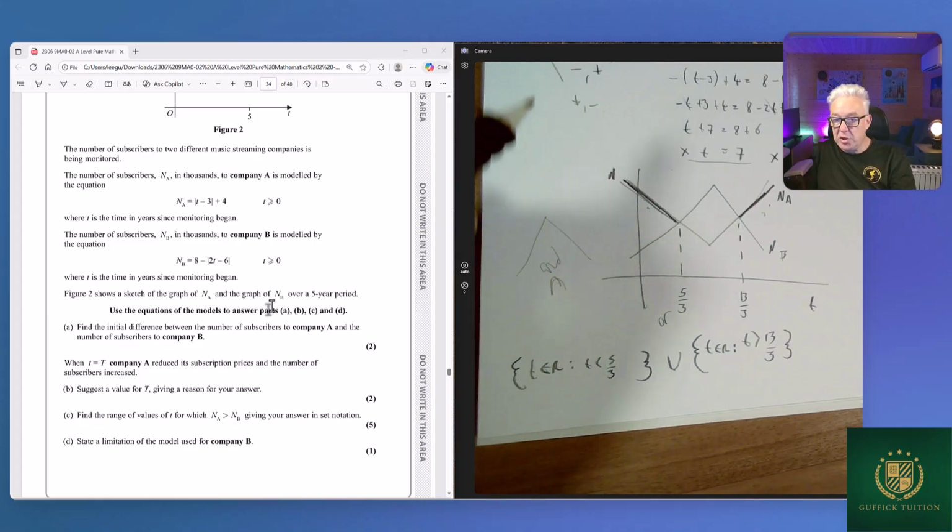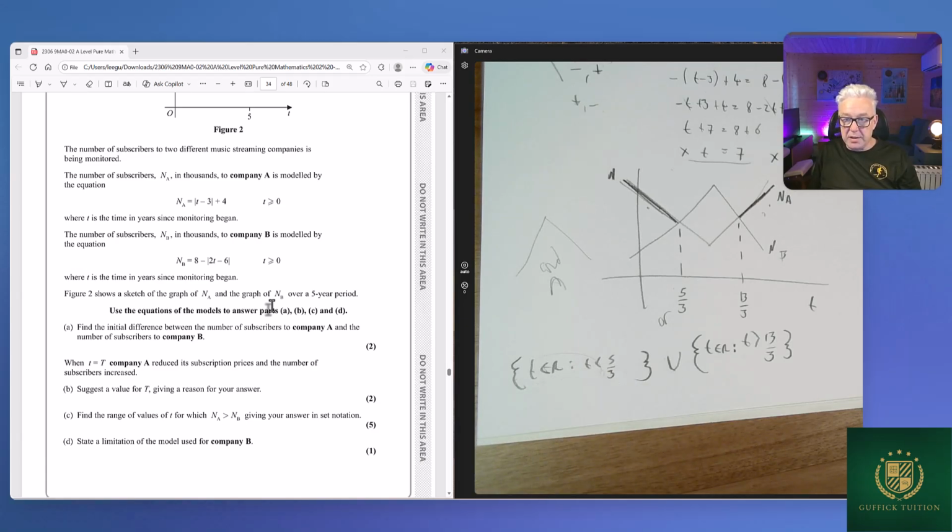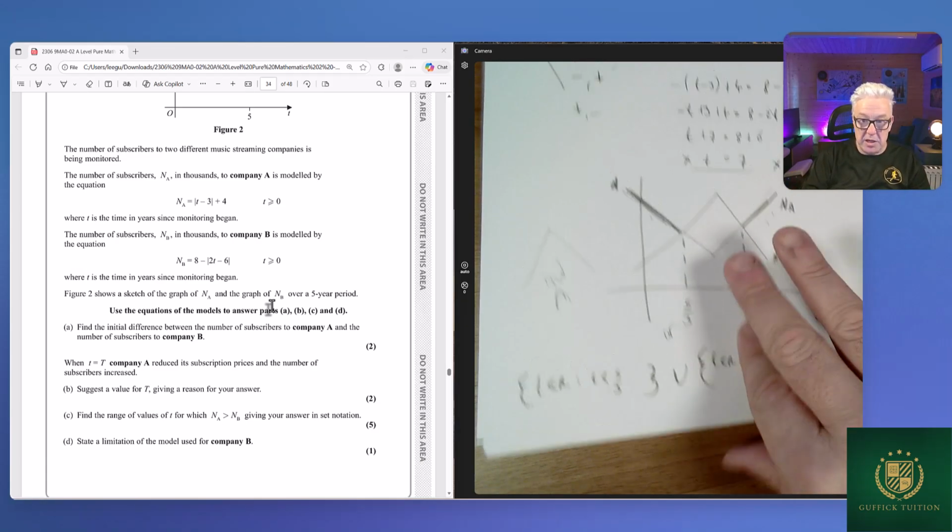And then the other region is t is less than 5/3. So t is a member of the set of real numbers such that t is less than 5/3, and you've got the curly brackets. So that's our answer in set notation there.